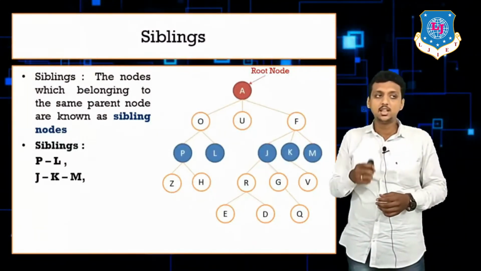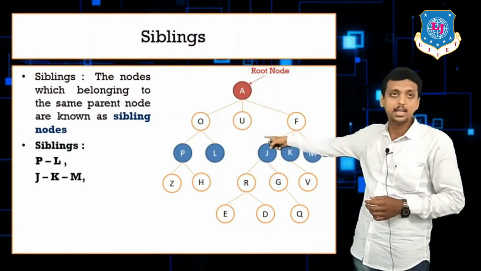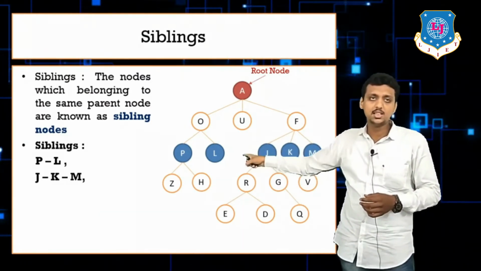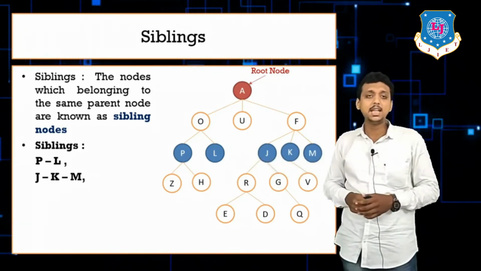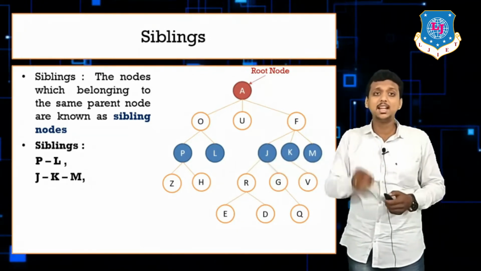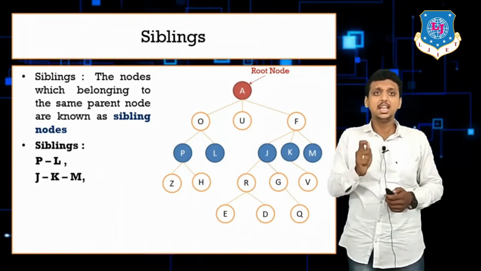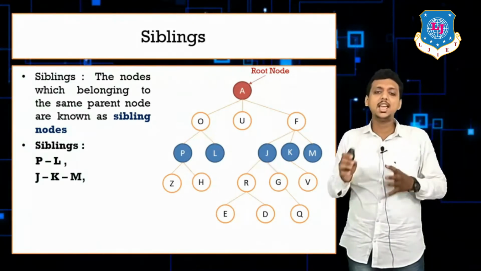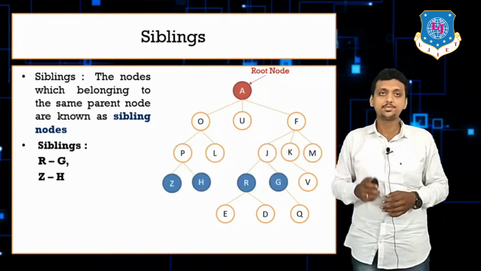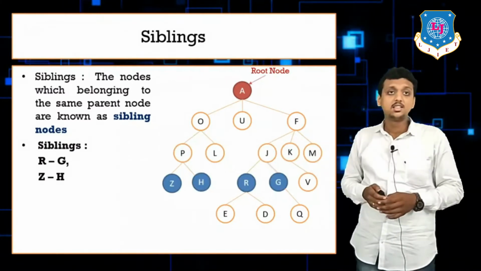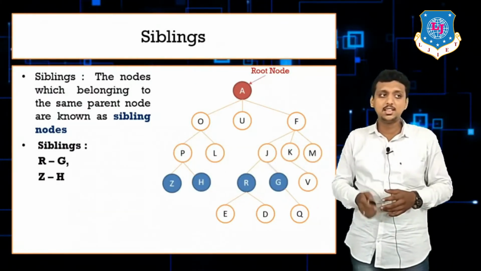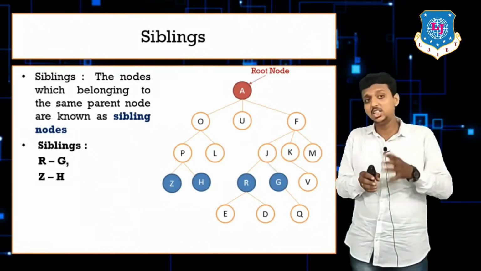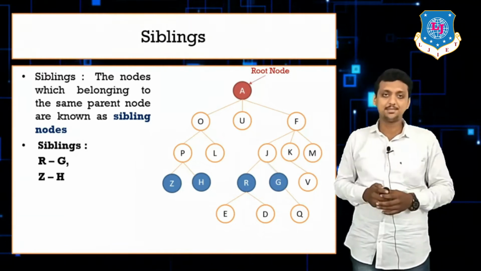Now, the next, if we talk about P and L, both contain the same parent, fine. So P and L are known as siblings. Same like that J, K, M, all three nodes contain the same parent, so J, K, M are known as siblings of each other. The next, see here, Z and H are all siblings, and R and G are also siblings of each other.